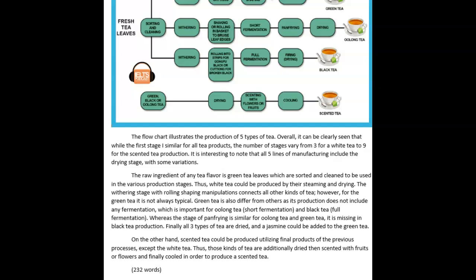Really? 232 words? Okay. Well, I know that this one has a lot of information. Let's see what you actually wrote, okay?